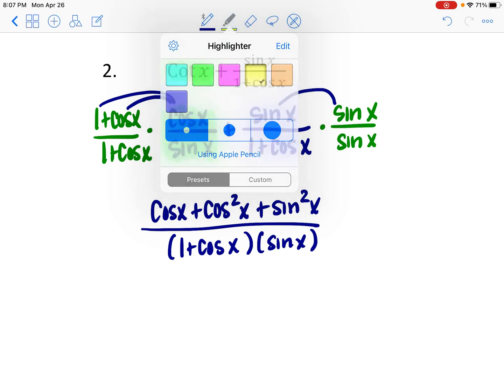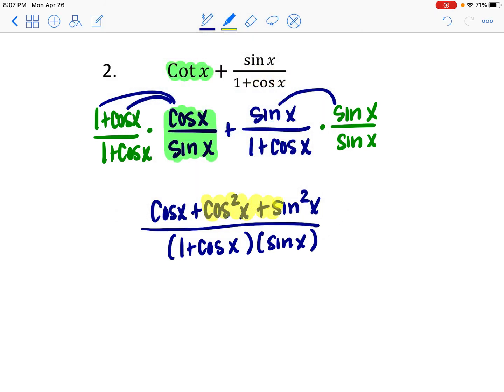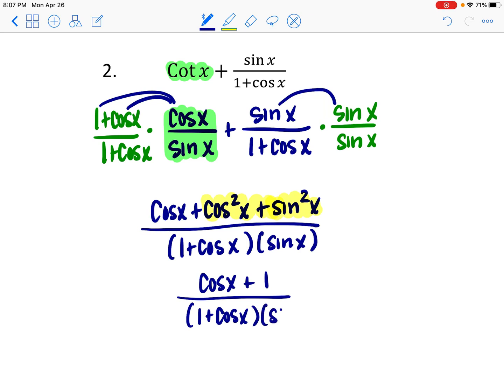Here it is again. Cosine squared x plus sine squared x. That's one of my Pythagorean identities, that cosine squared plus sine squared is equal to 1. So I'm going to replace that with 1. So I'm looking at the cosine of x plus 1 over that common denominator. And now we can see it, I'm hoping. Okay, I replaced that with 1.